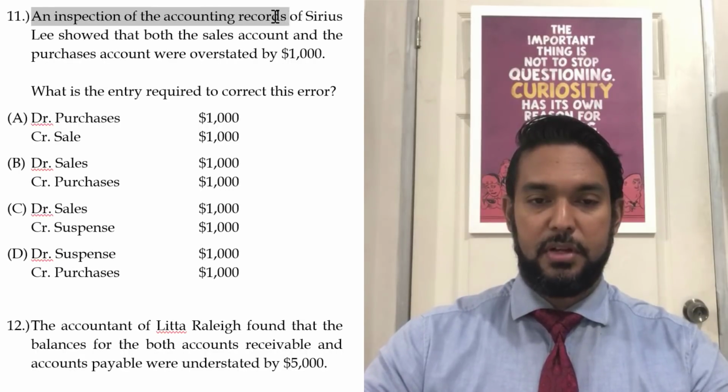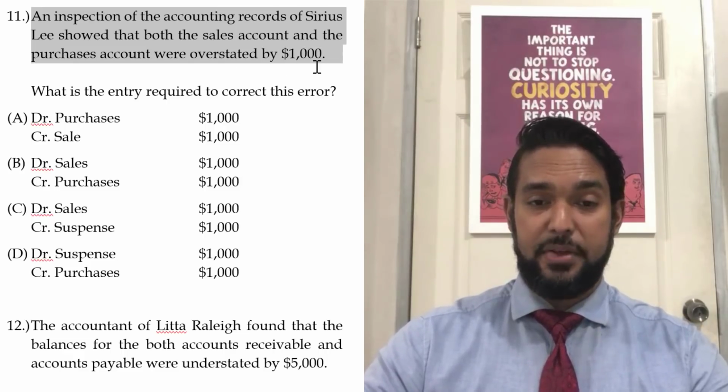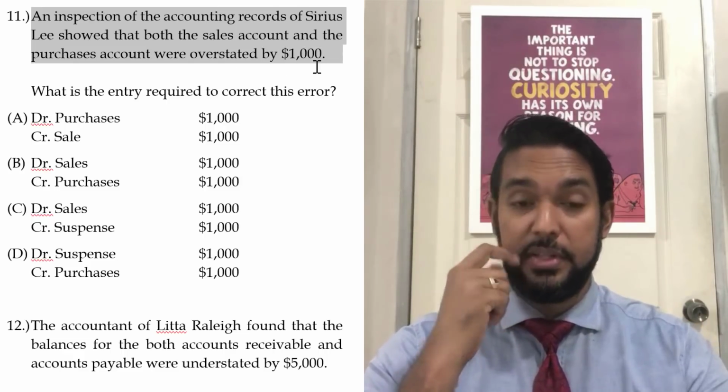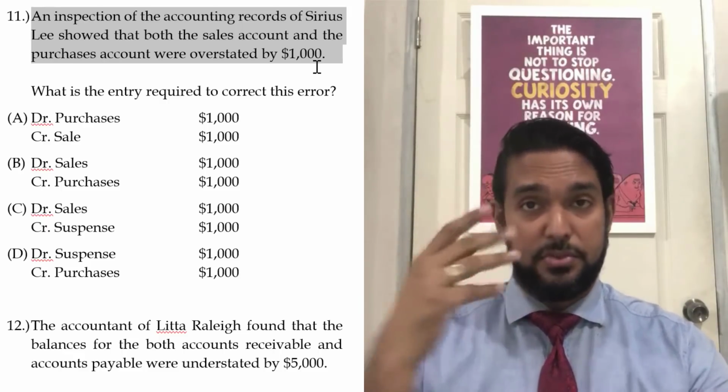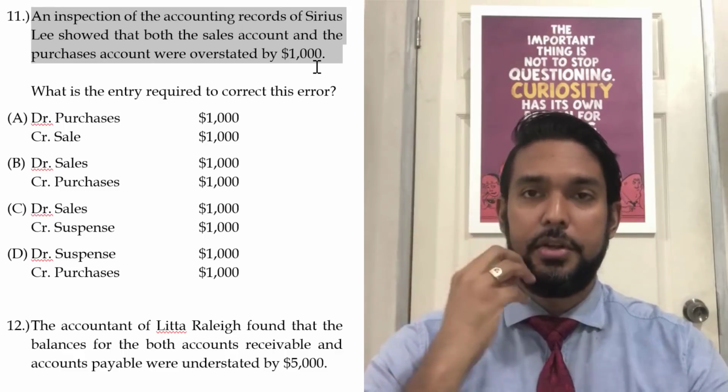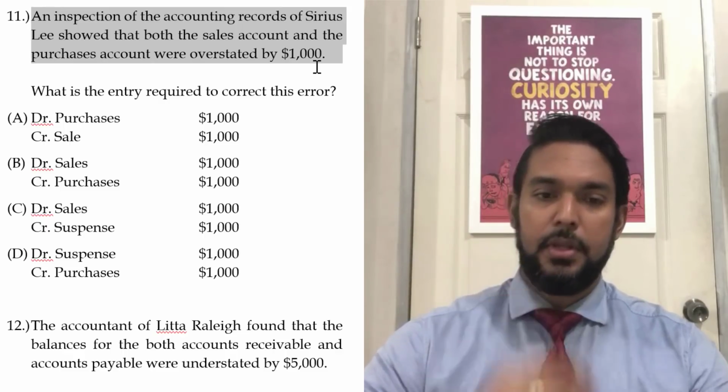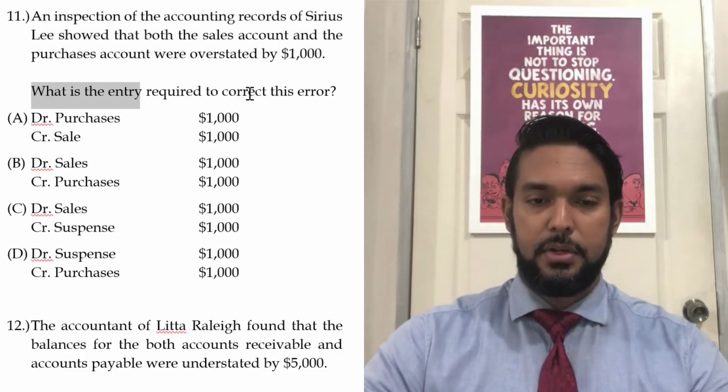So an inspection of the accounting records of Seriously showed that both the sales account and the purchases account were overstated by 1,000. So both accounts were overstated, sales and purchases. One is a revenue, one is an expense, respectively. So this is compensating errors. What entry is required to correct this error?